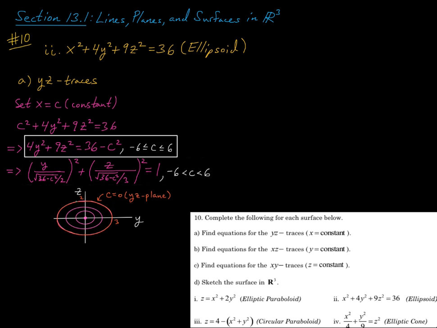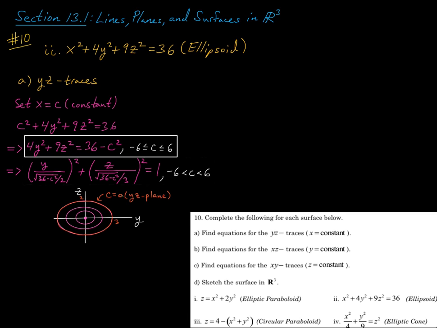Okay, so we get this family of ellipses here, all centered at the origin. And these messy expressions are describing the semi-major and semi-minor axes. Now, since we're dividing just by 2 here, the semi-major axis will be along the y-axis, and the semi-minor axis will be along the z-axis there.